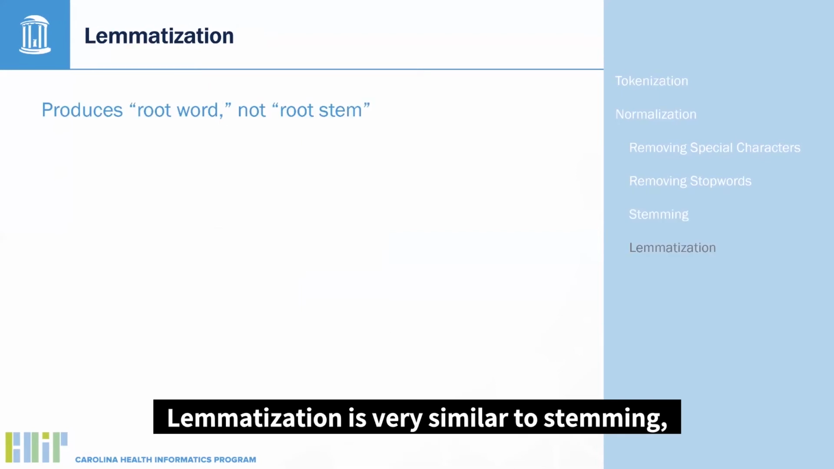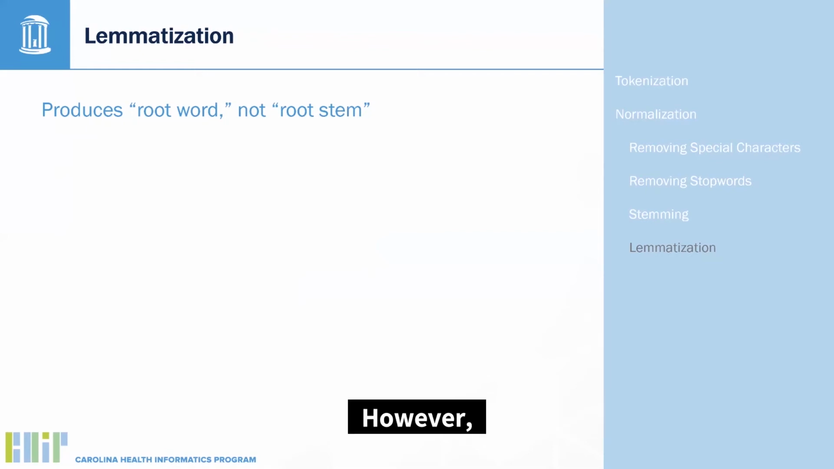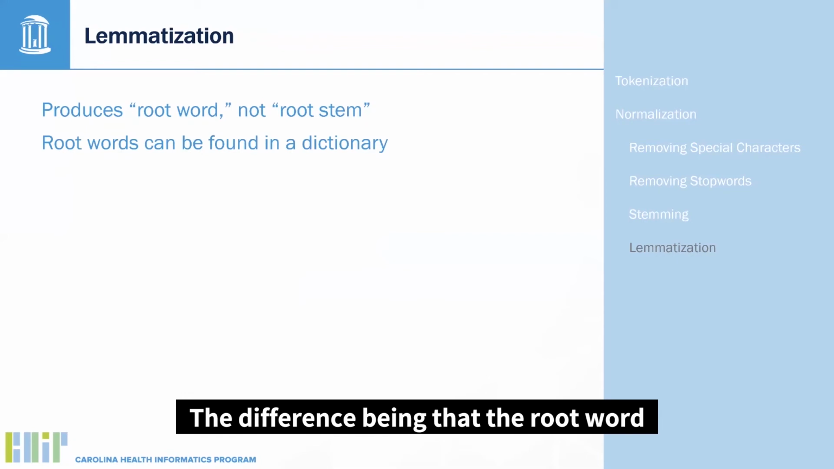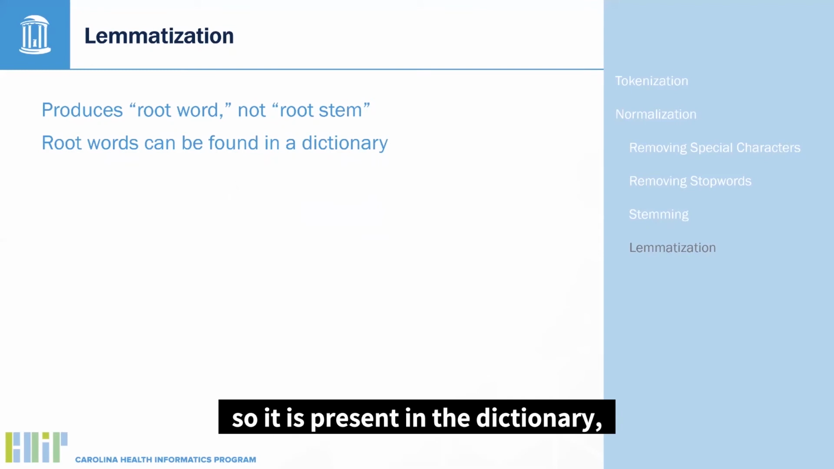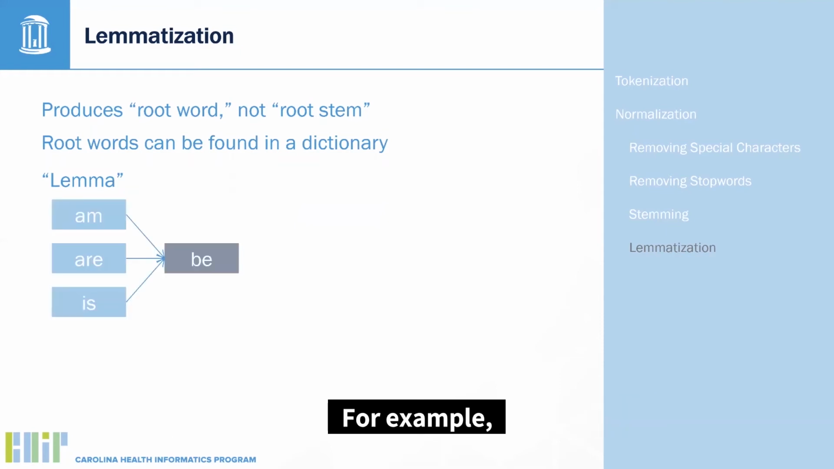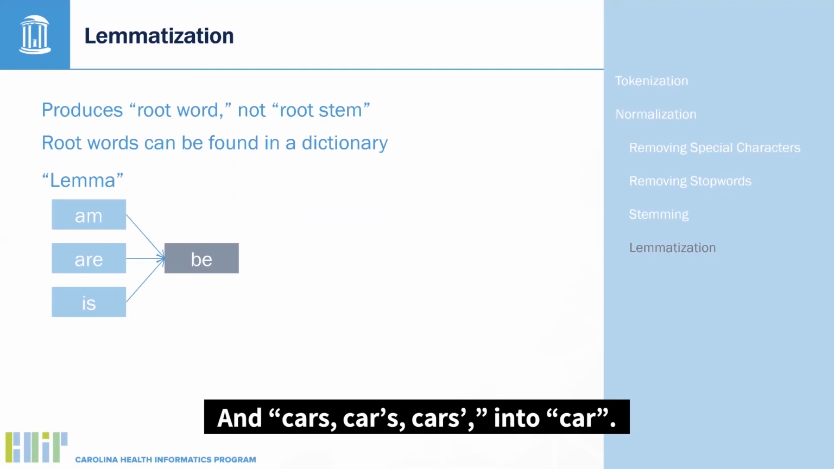Lemmatization is very similar to stemming, where we remove word affixes to get to the base form of a word. However, the base form in lemmatization is known as root word, which is different from root stem. The difference being that the root word is always a lexicographically correct word, so it is present in the dictionary, but the root stem may not be so. Thus, root word, also known as lemma, will always be present in the dictionary. For example, am, are, is will be lemmatized into be, and car, cars, car's into car.